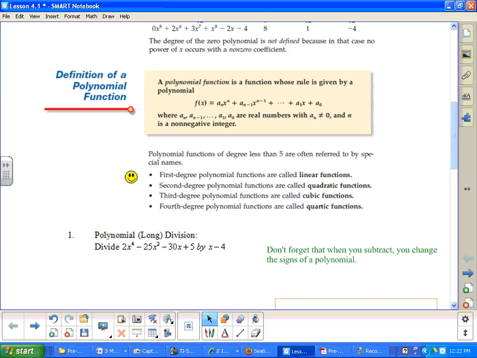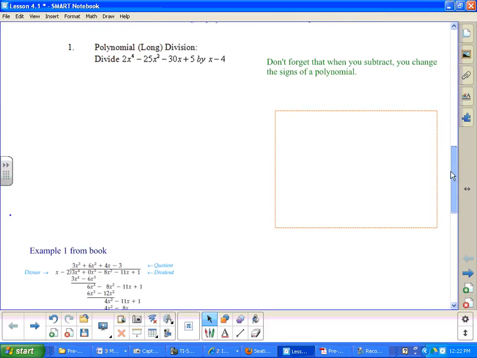So we're going to look at all the things we've done with them recently. We're going to talk about zeros again. We're going to look at finding factors. We're going to do division, looking at solving equations, and all of those things we've done with polynomials. So the first one here is dividing by long division. So we're going to go through the process of long division with this problem.